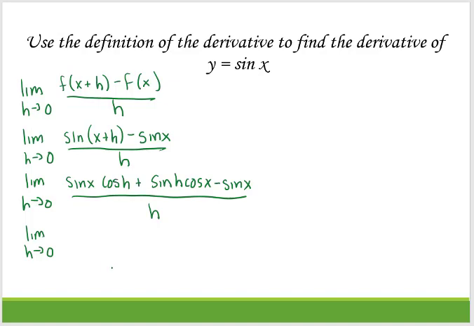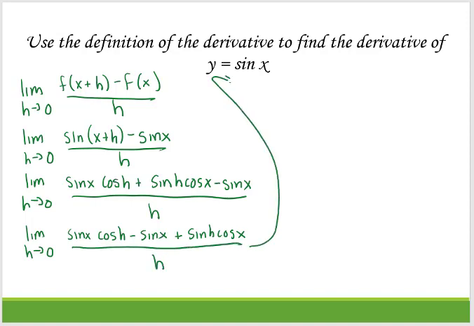Now, I'm going to rearrange the terms a little bit. Since I'm doing the limit as h goes to 0, I'm going to group these that have the sine of x together. I'm going to factor out my sine of x.